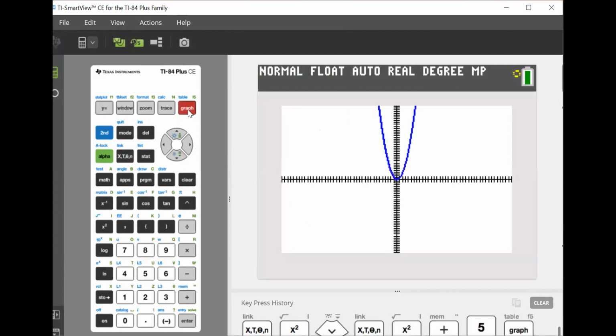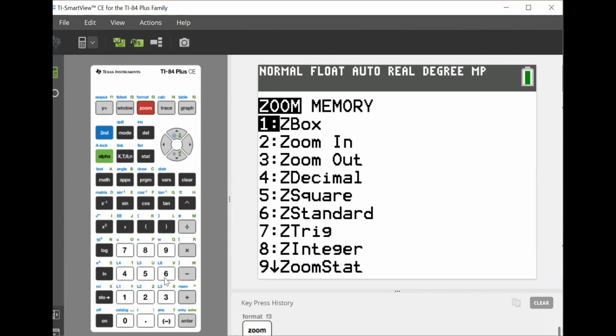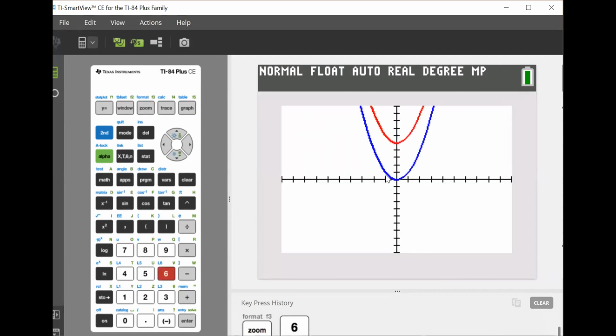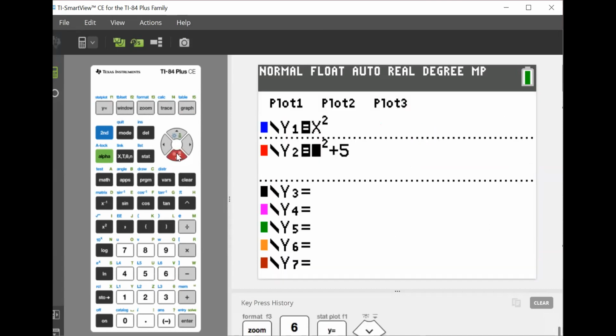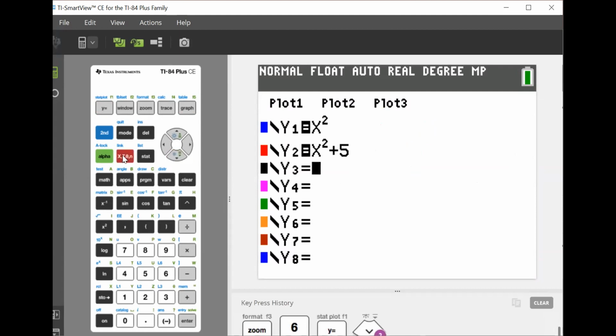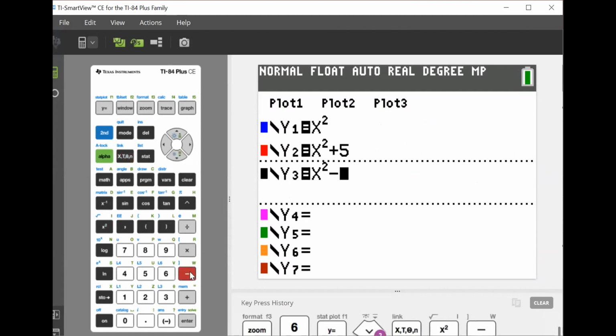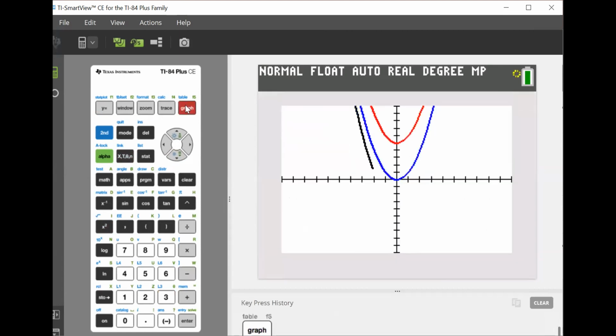So let's graph. My window is not centered, so I'll go to zoom and go to number 6, the standard view. So there's x squared, and you see the red is x squared plus 5. You can see how at 0, 0, it moved the whole function up 5 units. Let's do another one where it moves down 3 units: x squared minus 3. You can see the original, and the red was the up 5. And we have the black graph, which moved it down 3.